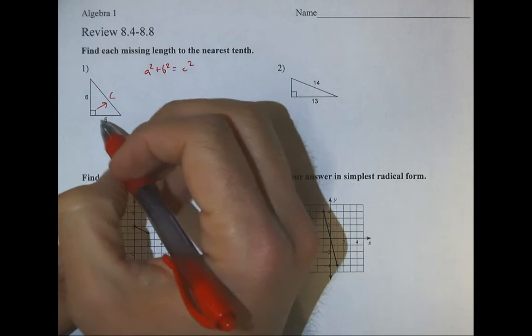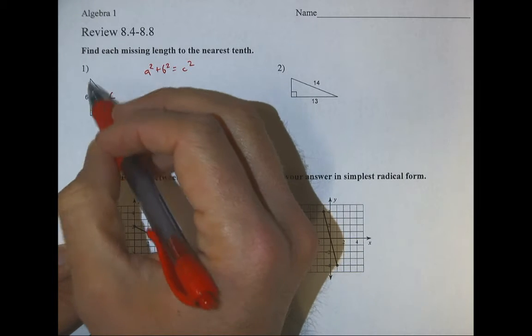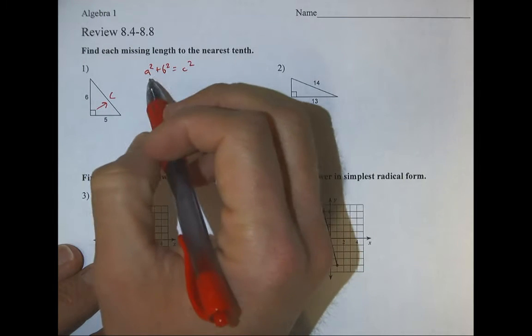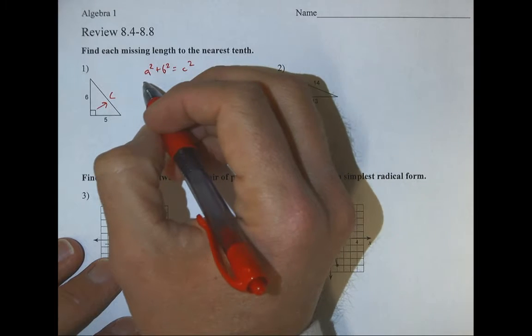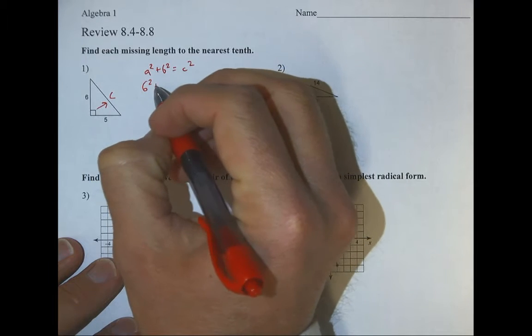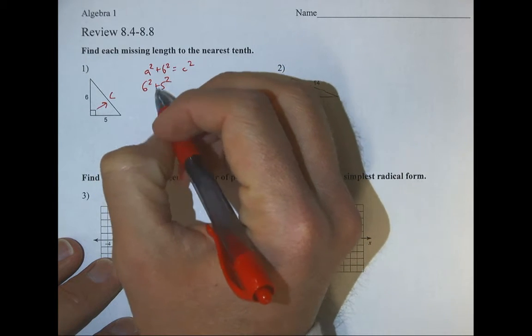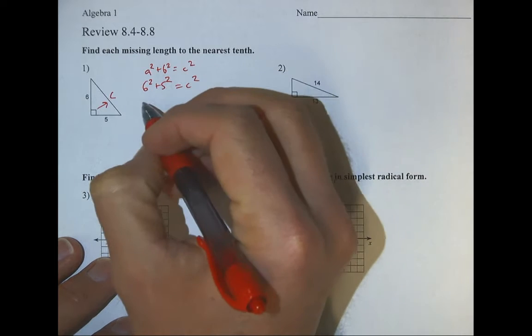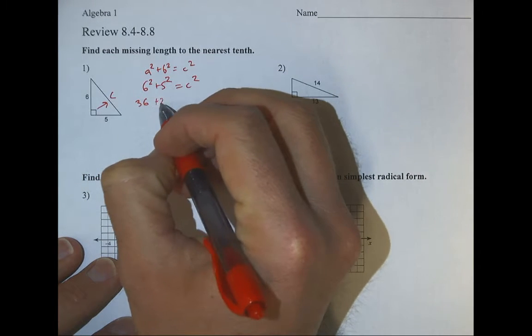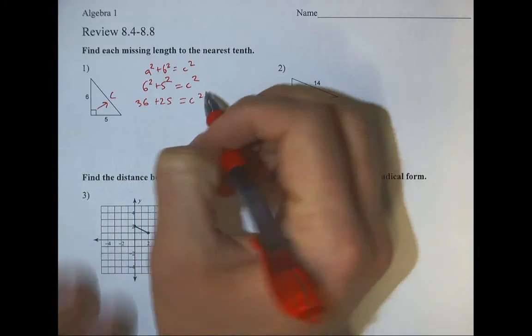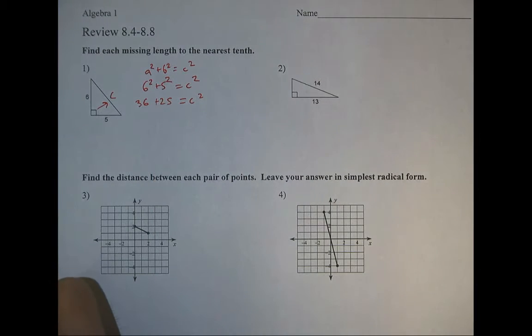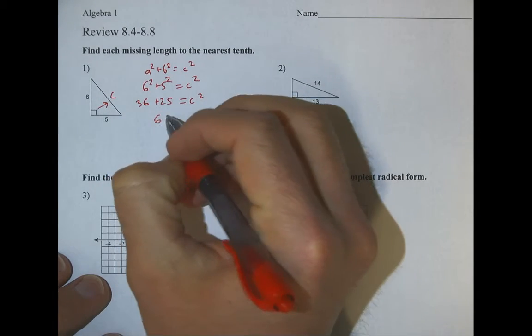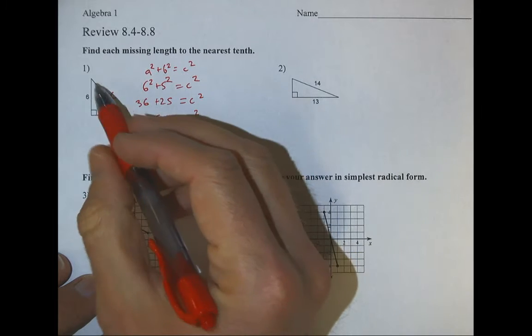Now, we don't have c, and we don't have to put 6 or 5 in for a or b. It doesn't matter. And so it's going to be 6 squared plus 5 squared, or you could have done 5 squared plus 6 squared. So we have 36 plus 25 equals c squared. So it's 61 equals c squared. Now don't stop there. Clearly that's not 61.